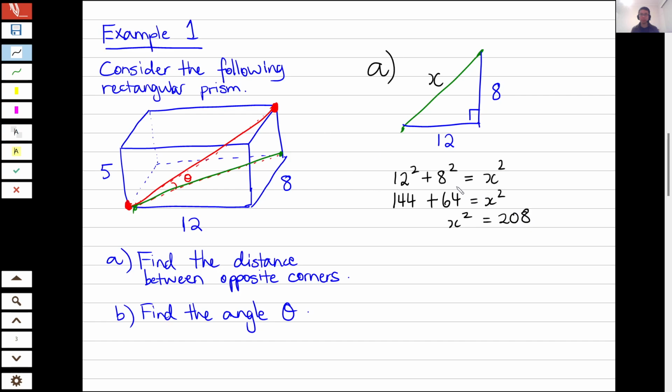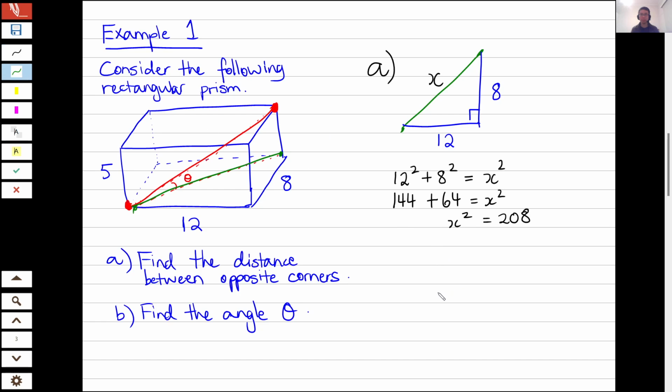Now, I could take the square root of both sides, and that is what we have done in the past. But we don't actually have to do that here, because my goal is not to find x. It's not to find the green side. It's actually to find this red length here.